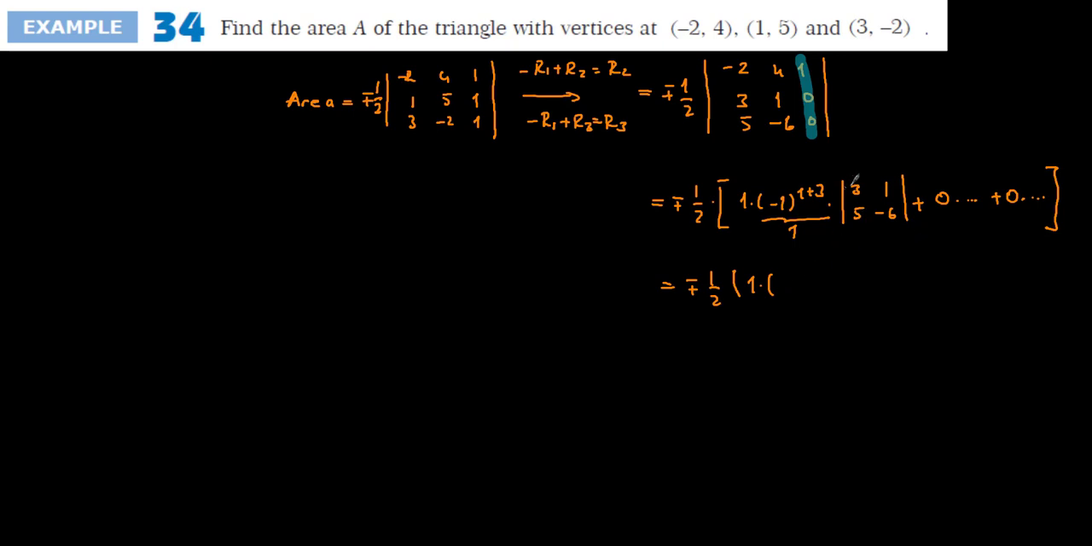in parentheses 3 times minus 6 is equal to minus 18, minus 5 times 1 is equal to minus 5, which is equal to minus 23. So the answer is minus 1 over 2 times minus 23, which is equal to 23 over 2. This is the second area of the triangle.